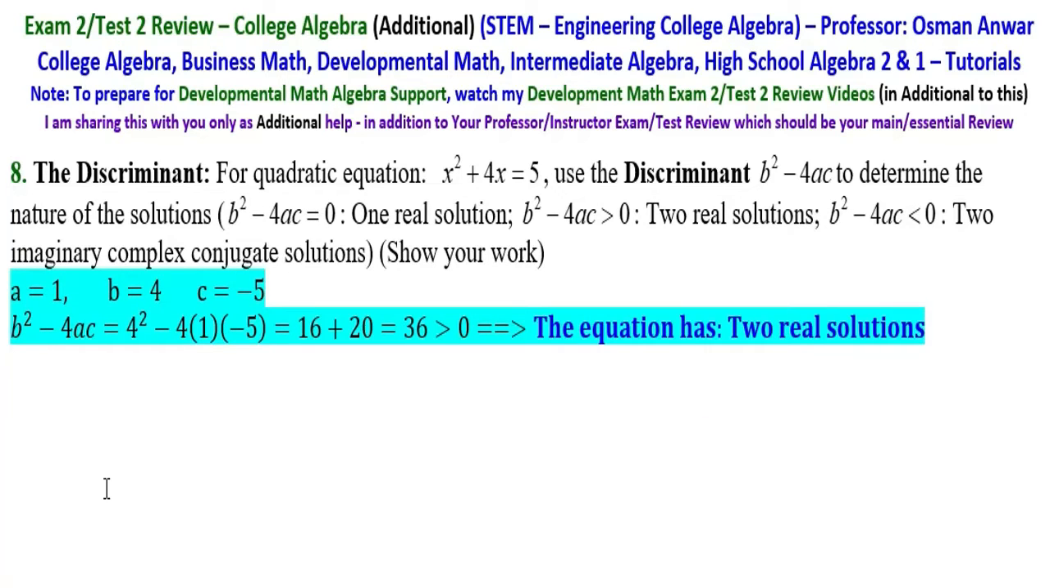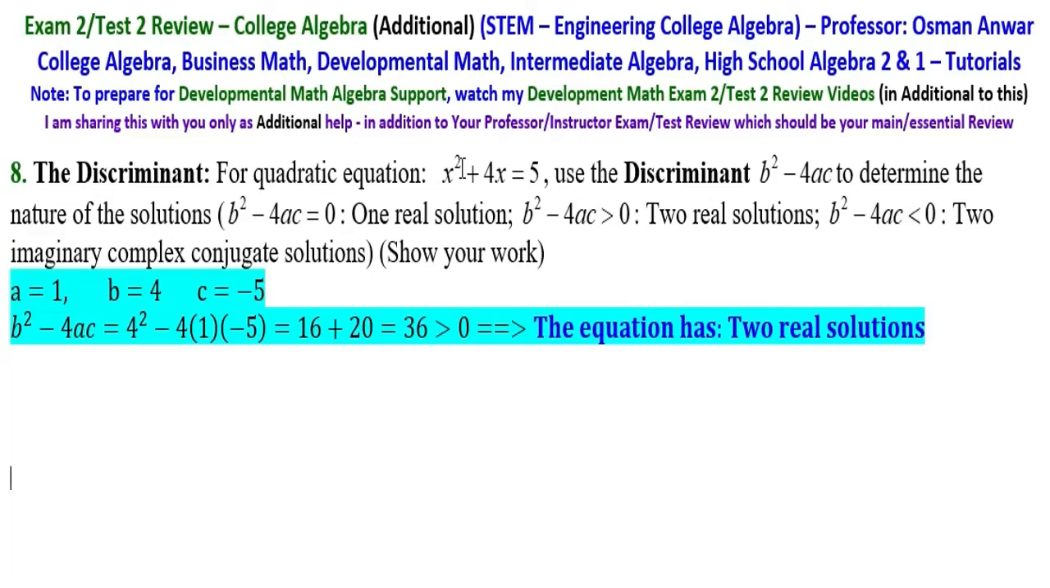Number 8, the discriminant. For quadratic equation x squared plus 4x equals 5, use the discriminant b squared minus 4ac to determine the nature of the solution. B squared minus 4ac equals 0 means one real solution. If b squared minus 4ac is greater than 0, positive, two real solutions. If b squared minus 4ac is less than 0, negative, two imaginary complex conjugate solutions.